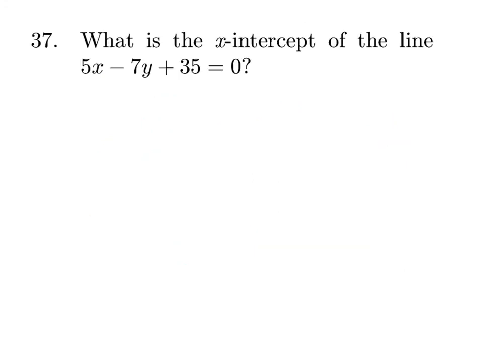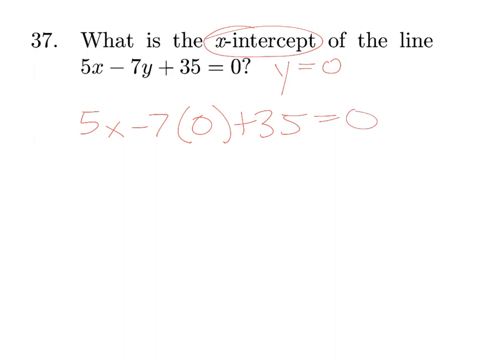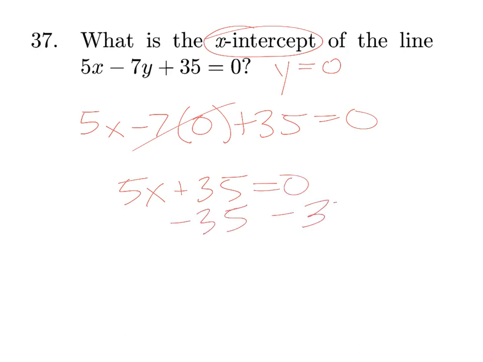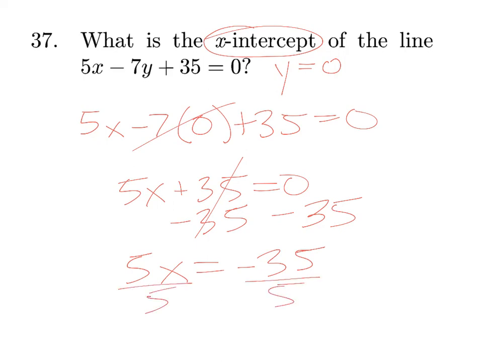What is the x-intercept of the line? Figuring out intercepts is super simple. You simply take the opposite variable, which is y, and you set it equal to 0. It's as simple as that. So 5x minus 7 times 0 plus 35 equals 0. That's gone. So I have 5x plus 35 equals 0. I want to isolate the variable now, so I'm going to move the 35 over. So I subtract it now because I'm going to the other side of the equation. And I divide by 5. And x is equal to negative 7. All right, there's my x-intercept.